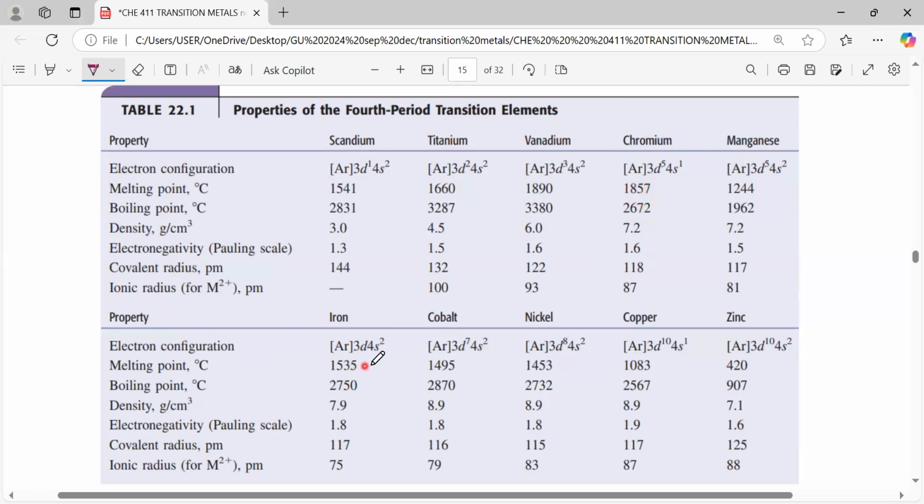Then what about here again? The melting point is now starting to drop because I'm beyond the D5. It starts to drop because am I beyond the D5? Yes, because it's supposed to be D6.